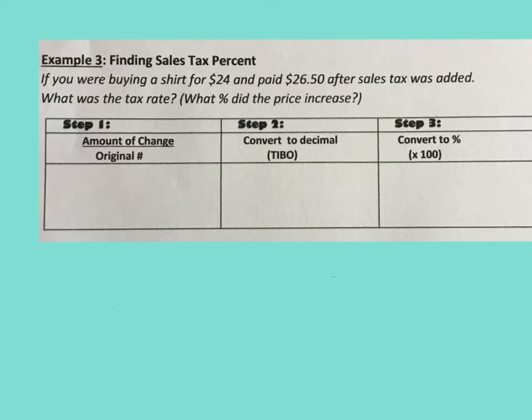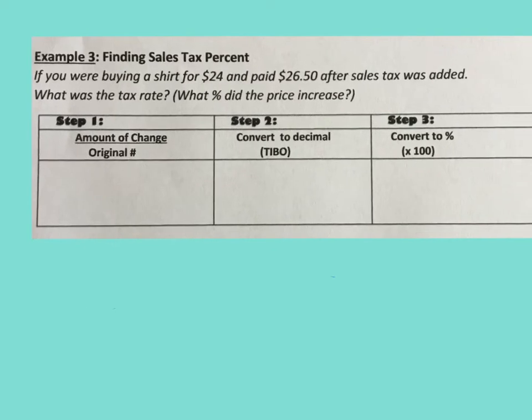Here's my third example. It's finding sales tax percent. So now the percent tax is missing, and we need to figure out what that is. All right, so if you were buying a shirt for $24 and paid $26.50 after sales tax was added, what was the tax rate? So here's what we bought the shirt for, $24.